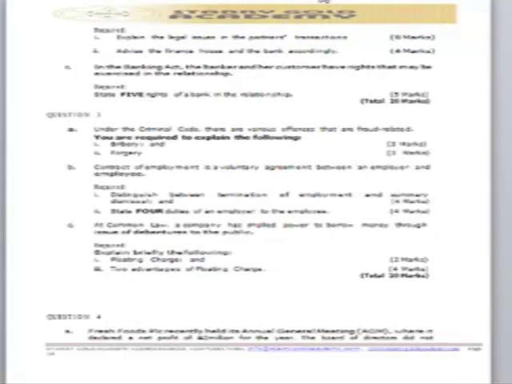So let us look at the requirements. This is where we are going to explain the legal issue in the partners' transaction. Then the second aspect says, advise the finance house and the bank accordingly. So let us now explain the legal issue here.